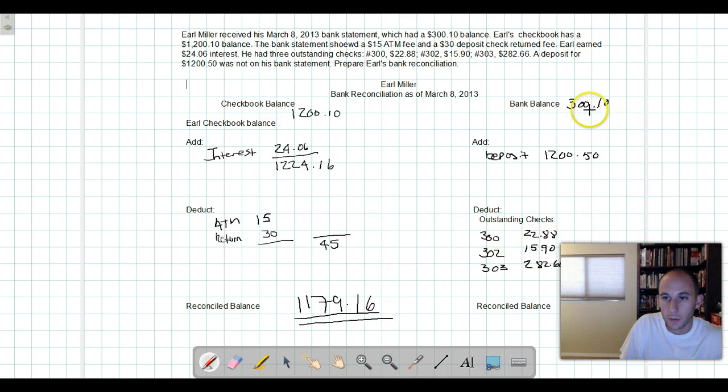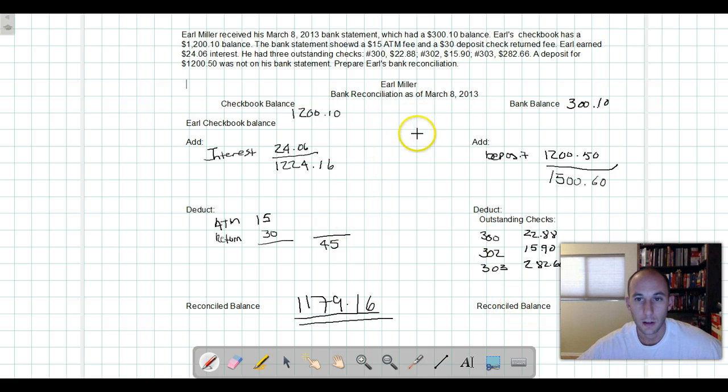So let's go over here. We had a balance of $300.10. We need to add 1250 to it, which gives us 1560. And then we need to subtract 321.44, which gives us an ending balance of 1179.16. They match, the reconciled balances match, so we're good, we're finished there.